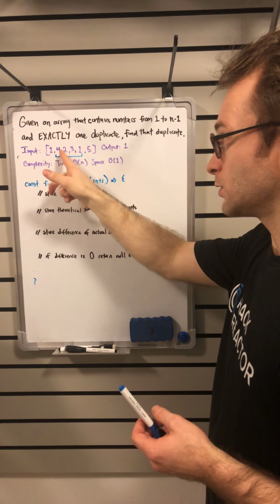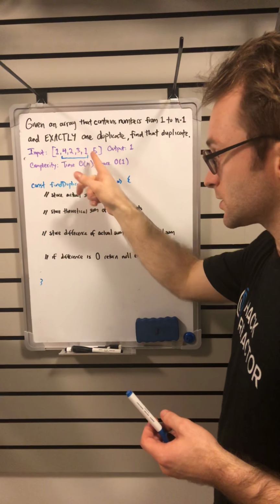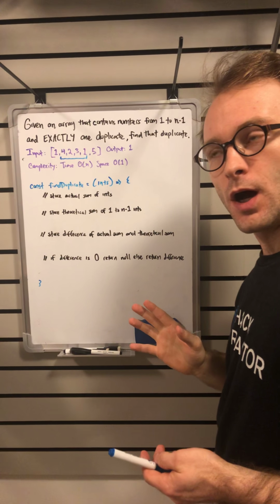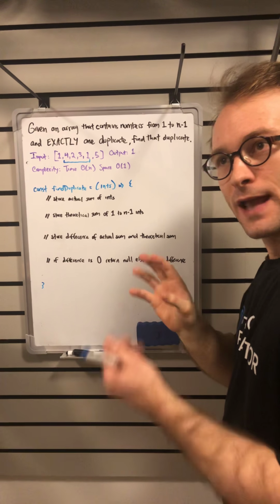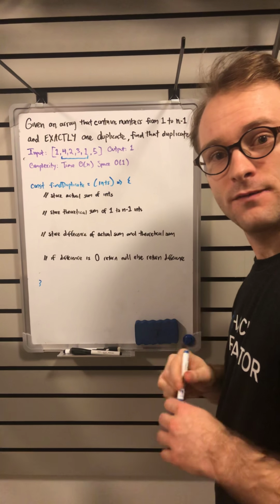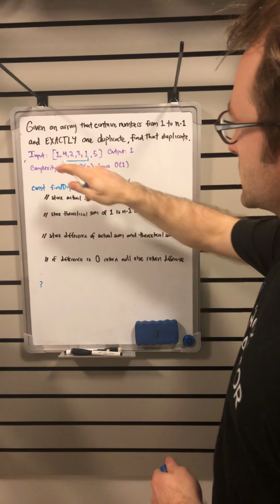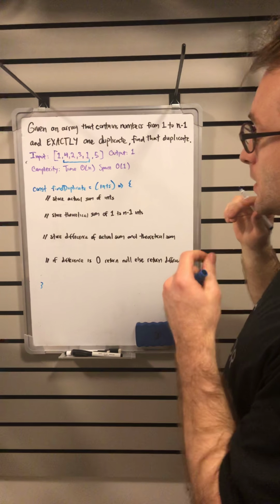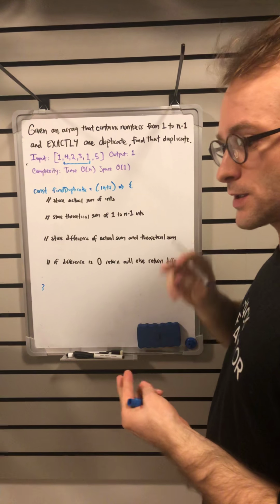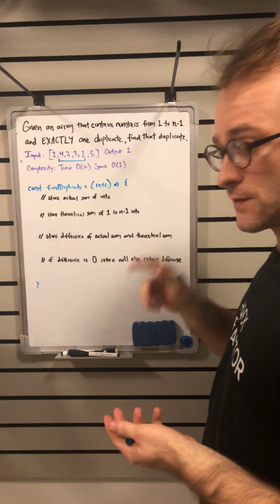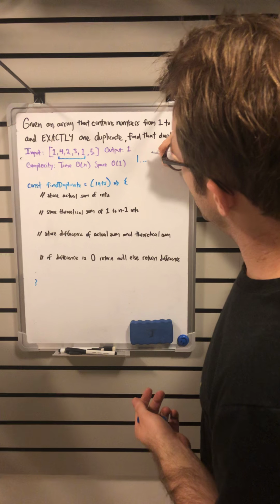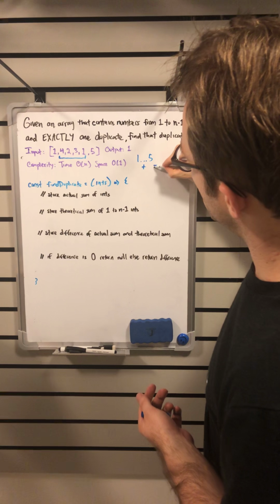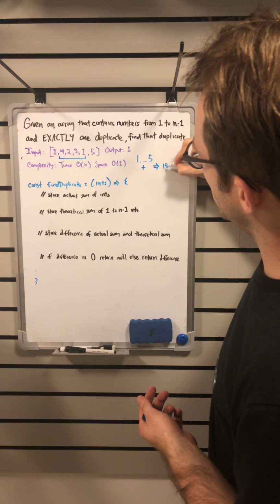Okay. So since we know that it's supposed to be a range, and there should be no repeating elements in this range, if we were to add up the range from 1 to 5, it'll give us a number. It'll give us 15, okay? It would give us 1 plus 2 plus 3 plus 4 plus 5, which gives us 15. So 1 to 5, the sum of all those numbers gives us 15.